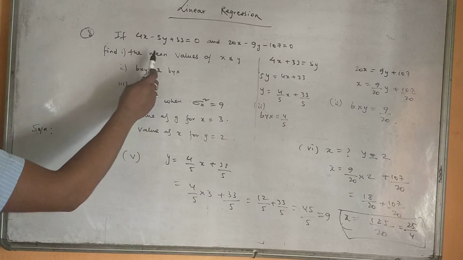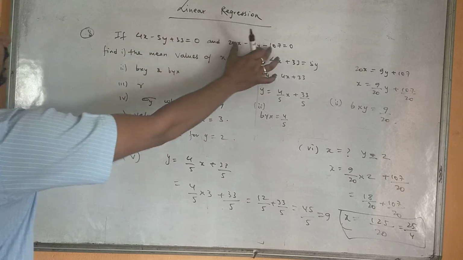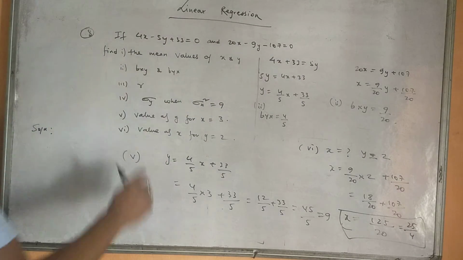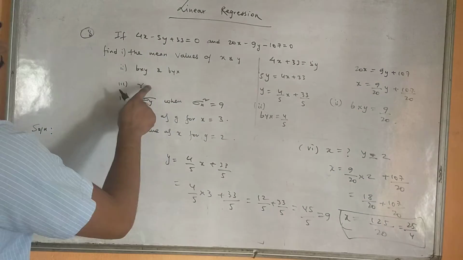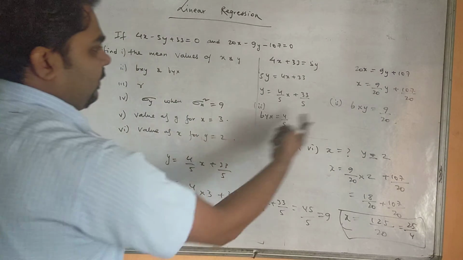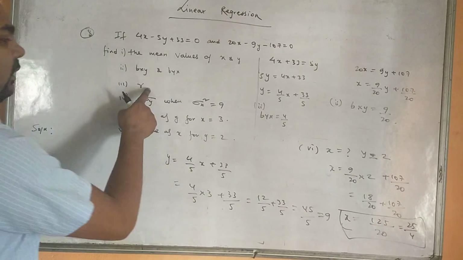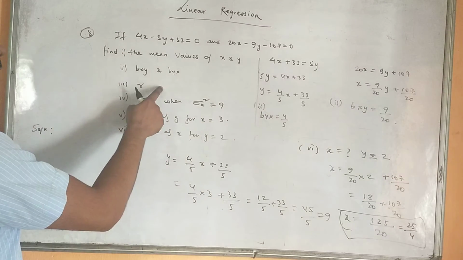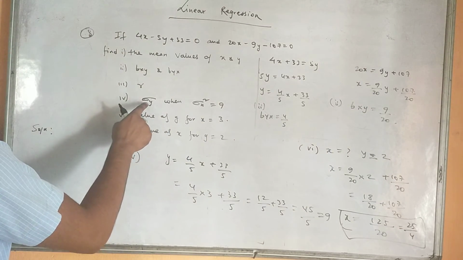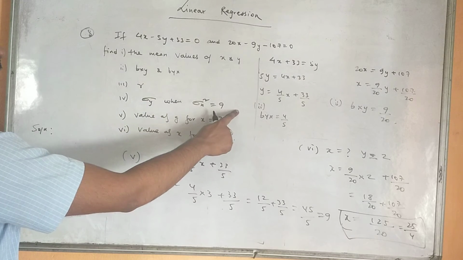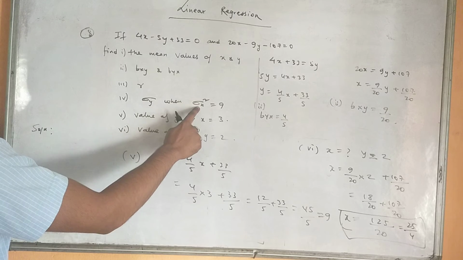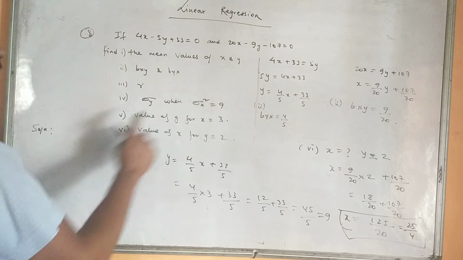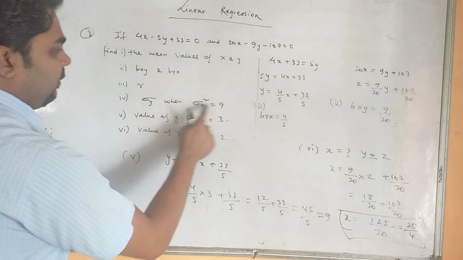We have got the mean values of x and y by the elimination method, and bxy and byx by determining the coefficients of x and y. Okay, as soon as you get byx and bxy, it will be easy for you to get the value of r, that is root under bxy into byx. Sigma y, when variance of x is given as 9, variance means sigma x square. That means standard deviation of x square is 9. So standard deviation will be 3.